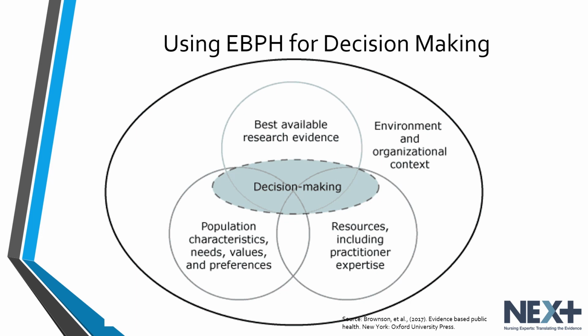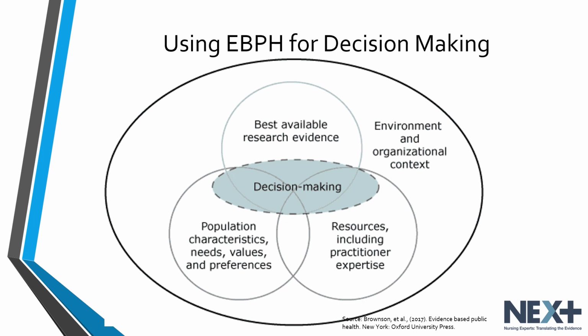This is an image from Satterfield that represents the domains that influence evidence-based decision-making. The top circle, which is the best available research evidence, represents the information that you find while conducting a literature review, or it's also your peer-reviewed literature.